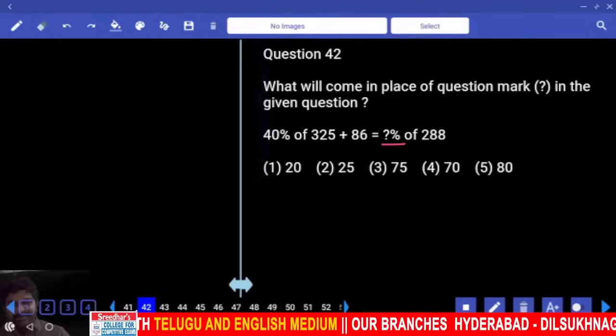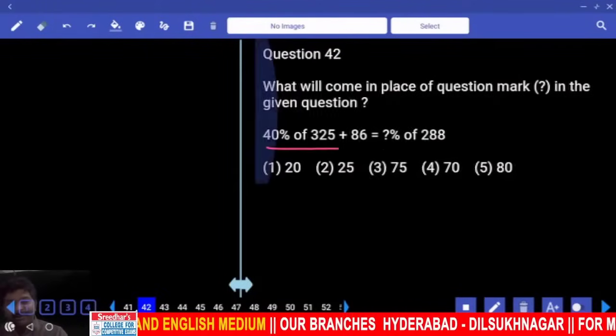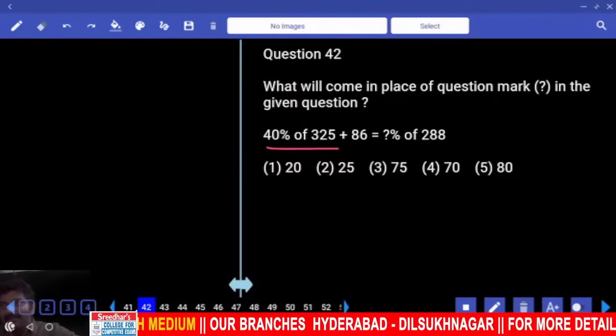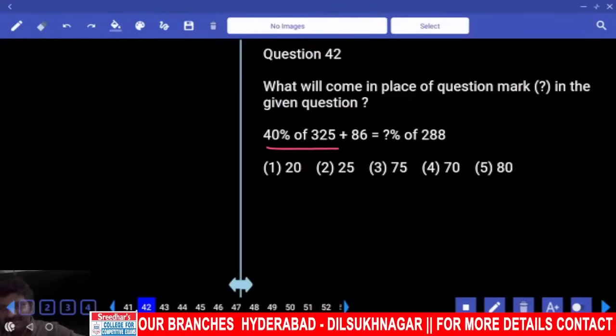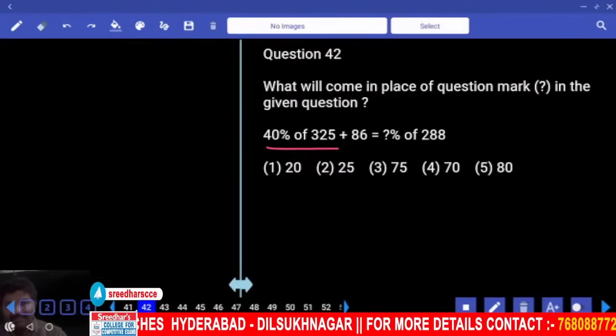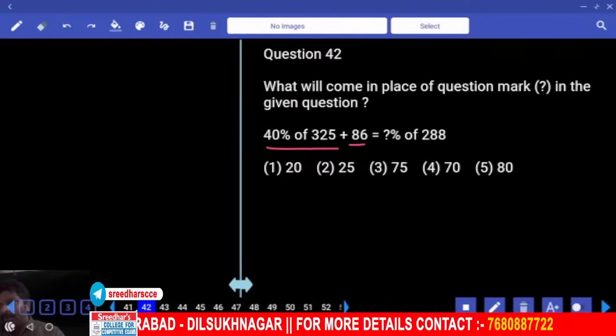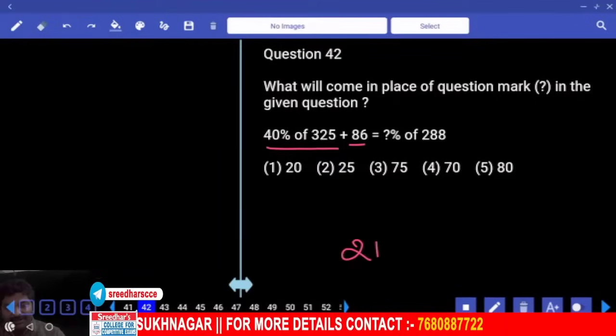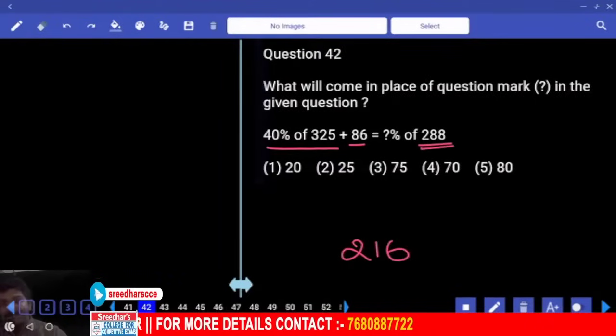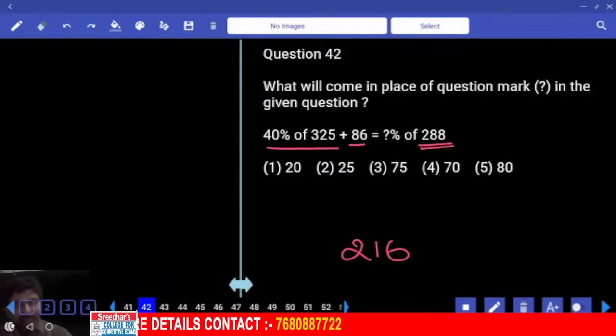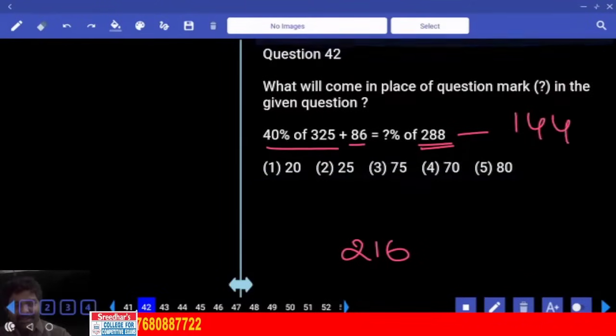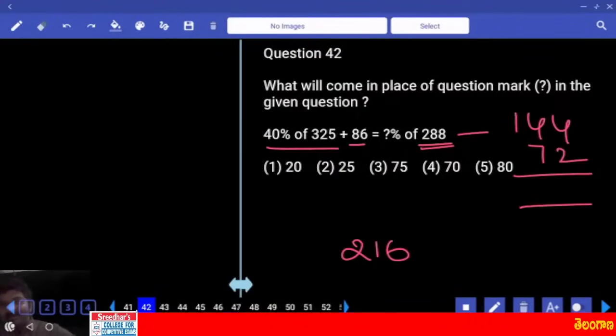Right. X is in right hand side. 40%. 10% double, double. 32 and a half, double. 65. Double 130. Plus 86. 216. So we need to get 216 with respect to 288. Correct? What is 50% of this? What is again half of this number? Sum of these two numbers is 216 only. 50% plus half of it. Answer 75.